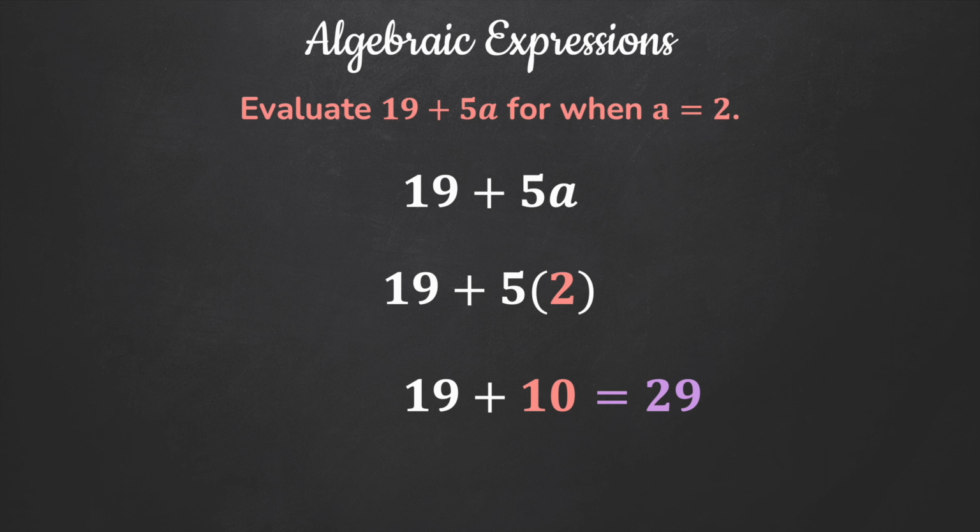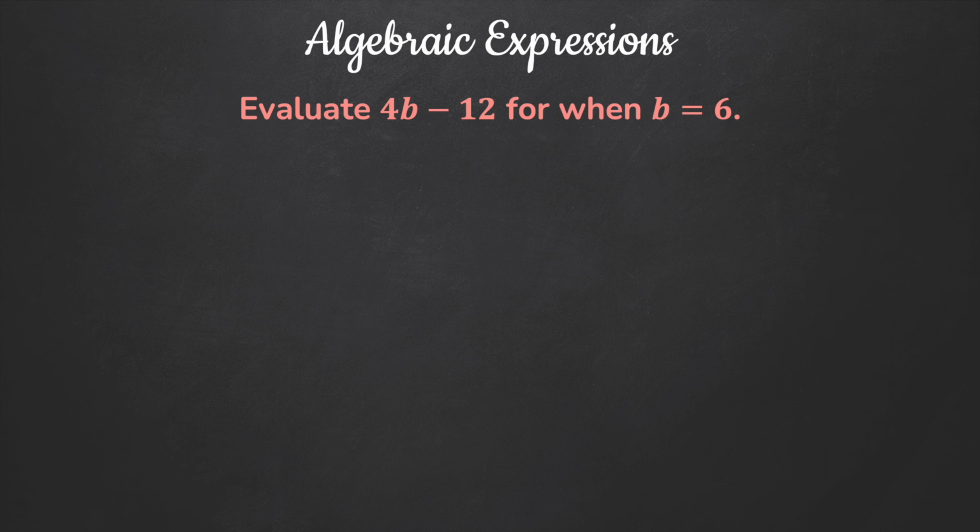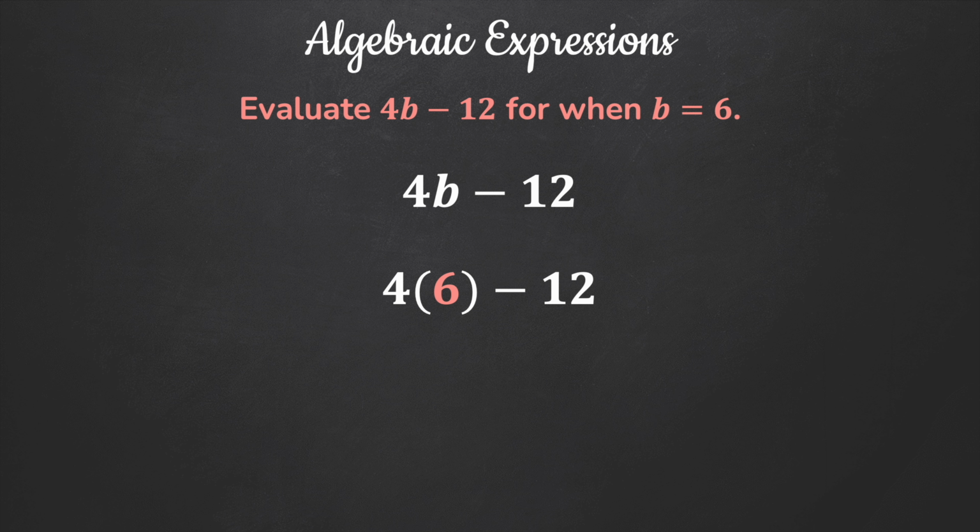Here we have evaluate 4 times b minus 12 for when b is equal to 6. So we'll rewrite that: 4b minus 12, and we're going to substitute the b for 6. Here we have multiplication and subtraction. According to order of operations, multiplication comes first. So we're going to multiply 4 times 6, which is 24. And then we have 24 minus 12, which is equal to 12.